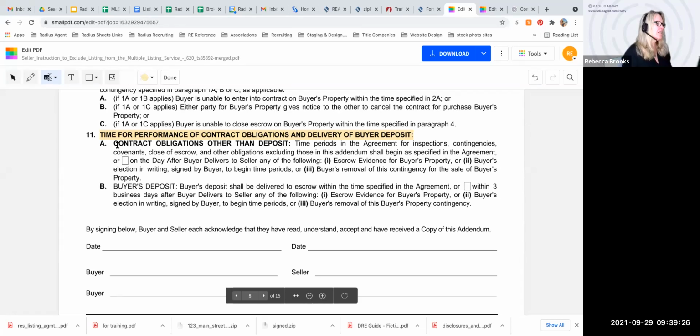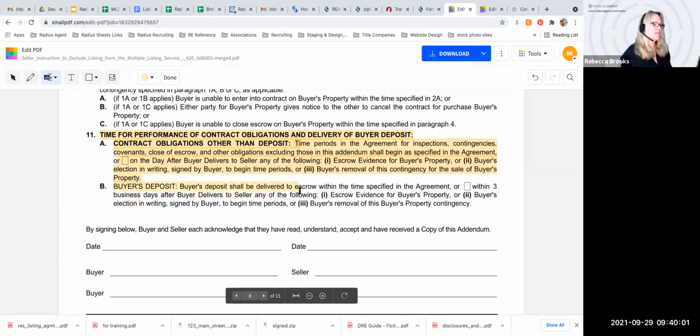Okay, and so here, this is where you say the contract obligations other than the deposit. Time periods in the agreement for inspections, contingencies, covenants, close of escrow, and other obligations, excluding those in this addendum, shall begin as specified in the agreement, or right here, on the day after buyer delivers to seller any of the following: escrow evidence for buyer's property, buyer's election to begin the time periods, or buyer's removal of this contingency. Okay, so this is other than the deposit.